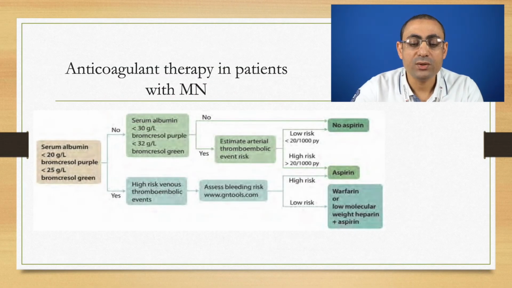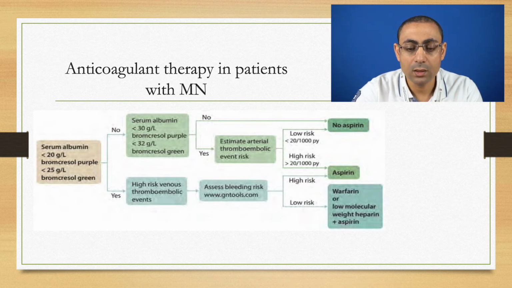Anticoagulation therapy in patients with membranous nephropathy depends on multiple factors, but mainly on serum albumin. For patients with serum albumin more than 30 grams per liter, no therapy is needed. But for patients with serum albumin from 20 to 30, we will assess the arterial thromboembolic risk. If it's low risk, no medication is given. If it's high risk, we will give aspirin.